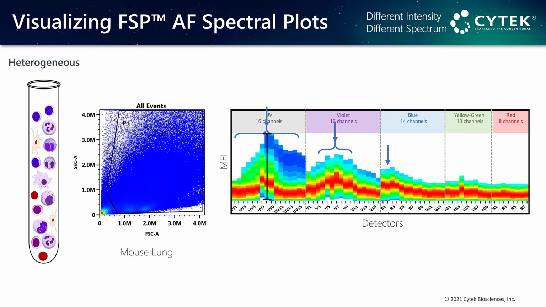Also note a broad range of intensity as denoted by the wide spectral plot, and lots of blue in our heat map away from the median. Any spectral plot that has wide blue bands on that heat map is showing us heterogeneity, with a wide range from the median to the outlying events.